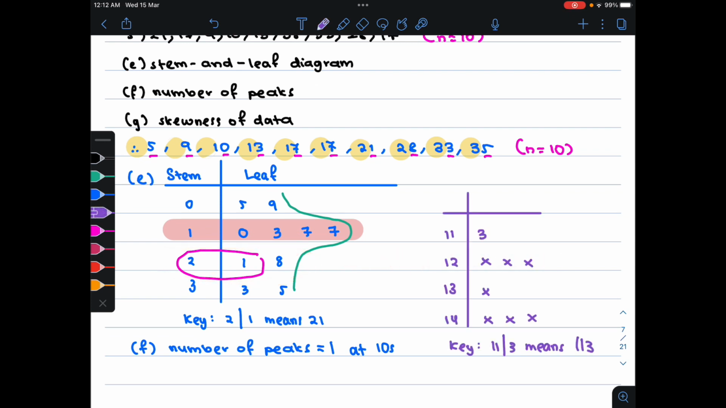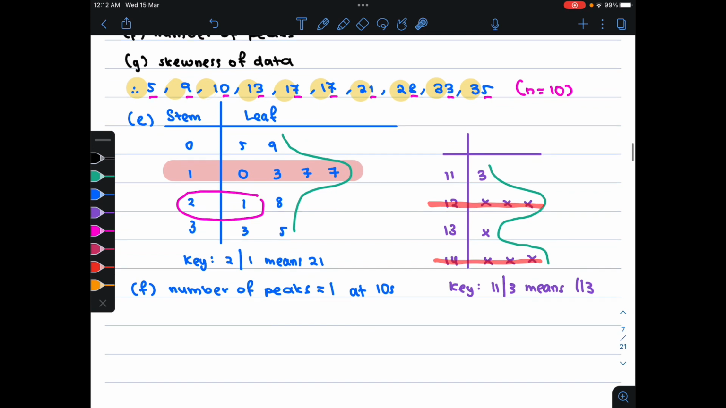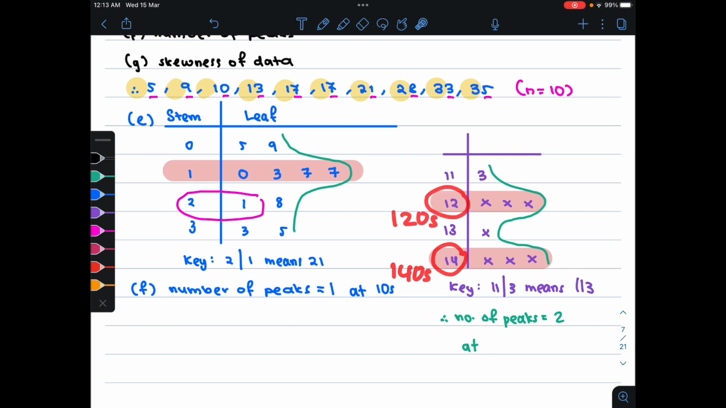Now, let's look at this example. So, if you try and draw the curve, you can see that we have two peaks, which is here and here. So, the number of peaks will be 2. And you need to tell me the position of the peak. Based on the key, you can see that this data right here means 113. And therefore, this means that this group right here is 120s, and this one right here is 140s.